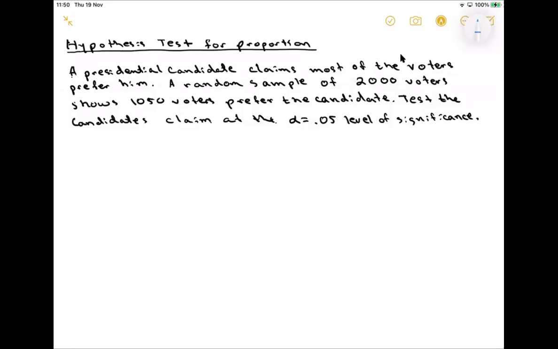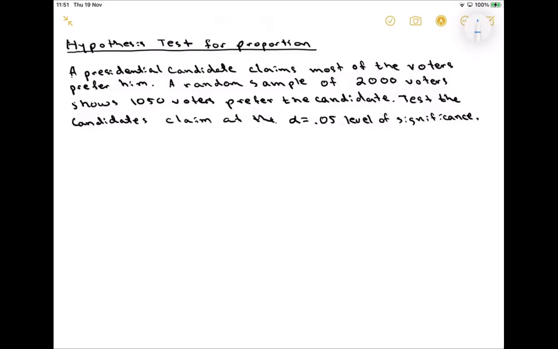A presidential candidate claims most of the voters prefer him. A random sample of 2,000 voters shows 1,050 voters prefer the candidate. Test the candidate's claim at the alpha equal 0.05 level of significance.